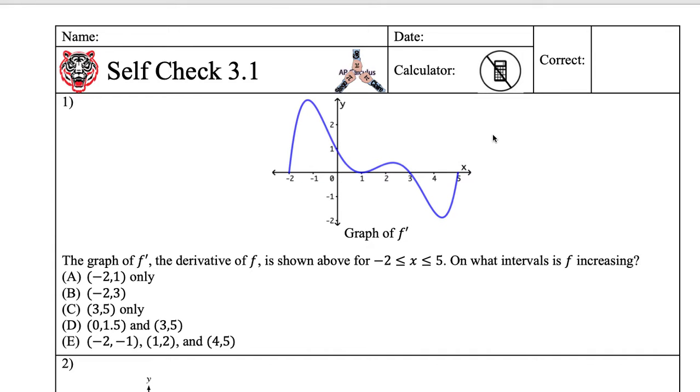All right, today's date is Wednesday, October 16th, 2019. We are on self-check 3.1.